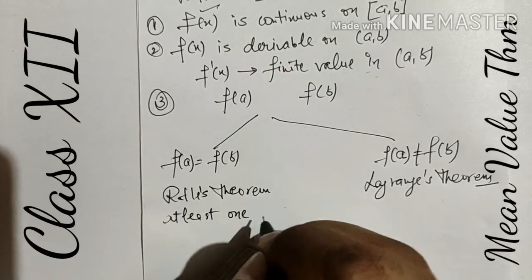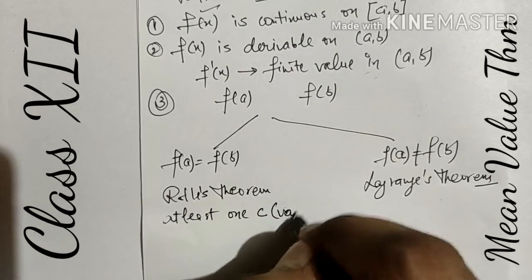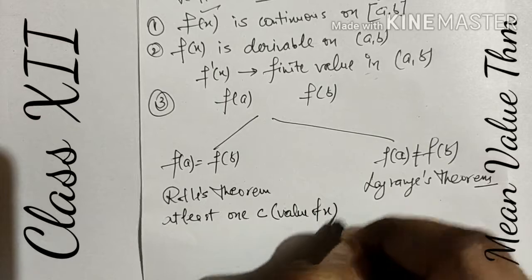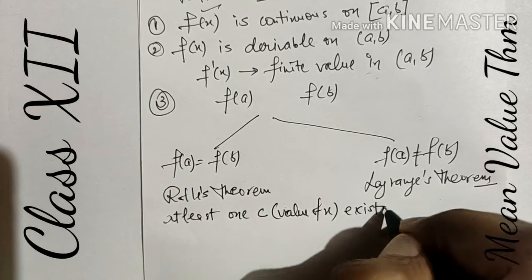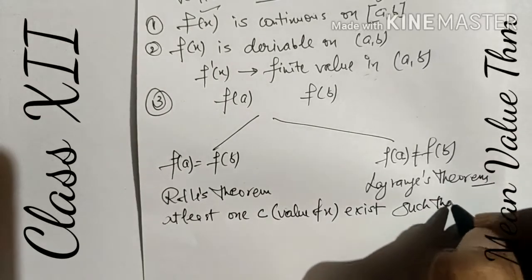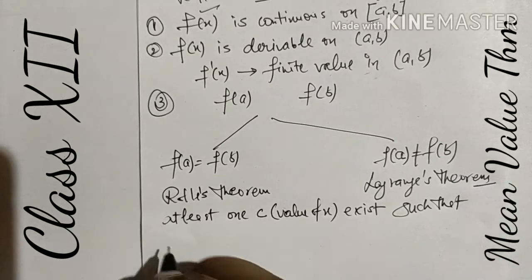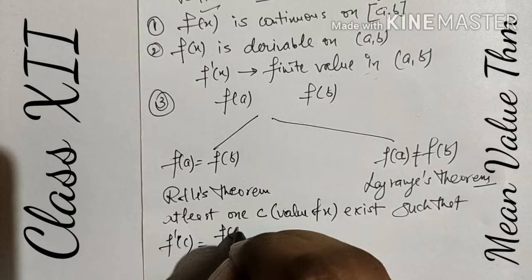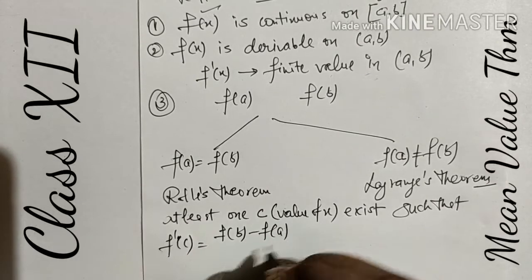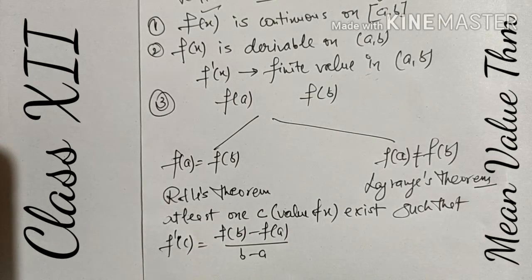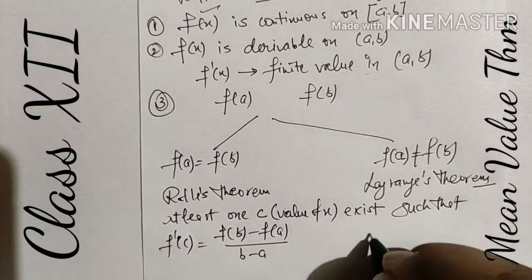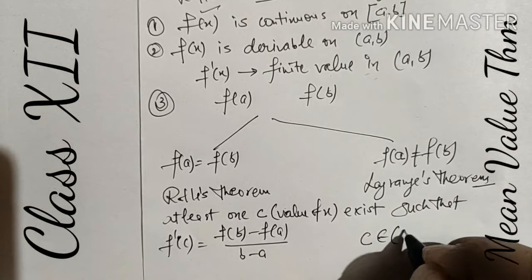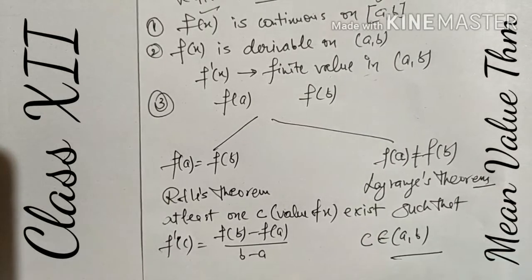After this, at least one c, meaning a value of x, the variable, exists such that f dash c, where we replace the value of x by c, is given by f of b minus f of a divided by b minus a. This is the common rule, where c belongs to the open interval (a, b). This is the value of x.